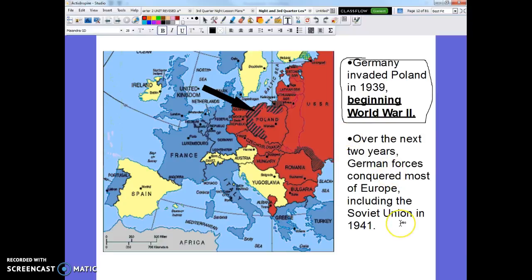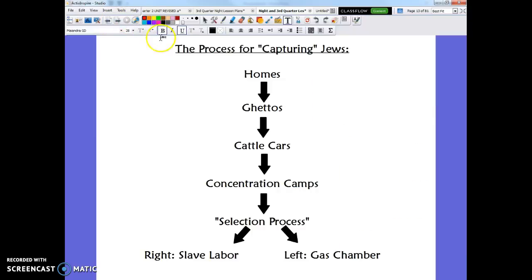And then over the next couple of years, German forces conquered most of Europe, including the Soviet Union, which is Russia. The process for capturing Jews, you'll be tested on this also, so make sure you write this down. Homes, to ghettos, to cattle cars, to concentration camps, to the selection process.